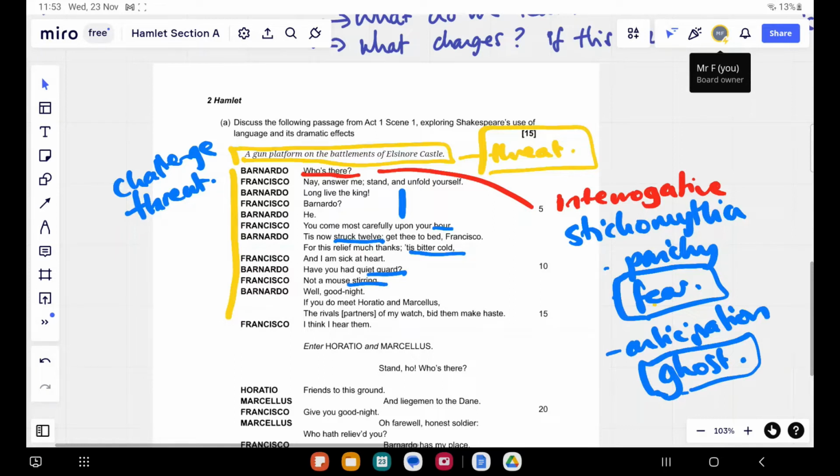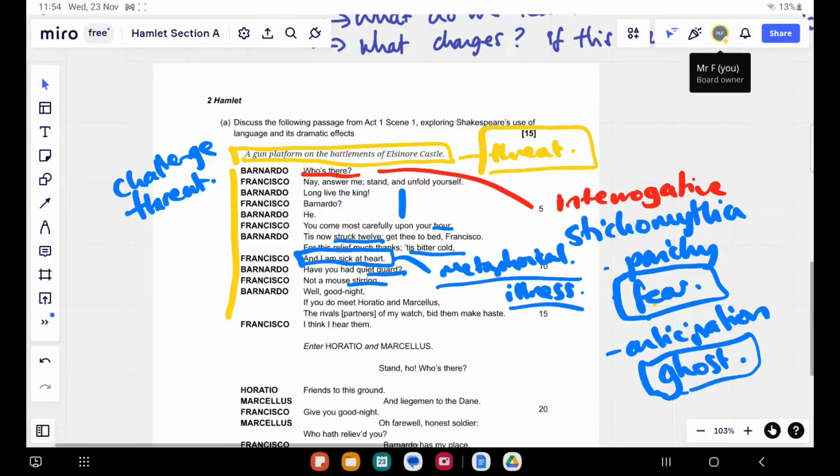What else have we got here? We do get hints of something being unwell. I am sick at heart. This is metaphorical, isn't it? He's not literally sick. So this introduces the idea of illness and corruption. There's something wrong here.